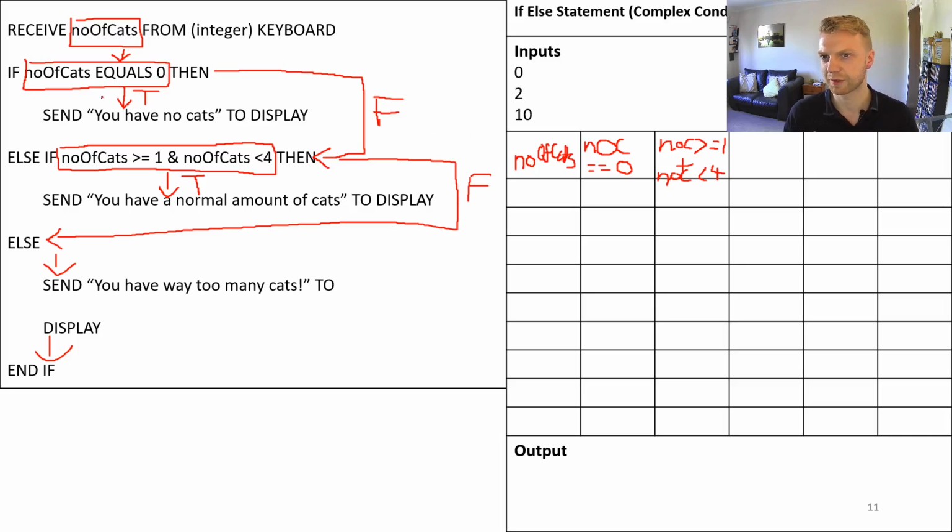Now we can actually work through it. So we've got number of cats here, receive it from the keyboard. So the user's going to type in a number, they're going to type in 0, and what's going to happen is the computer is going to check if the number of cats equals 0. Well, what do you know? It is equal to 0. So the first one is true, and it will say you have no cats.